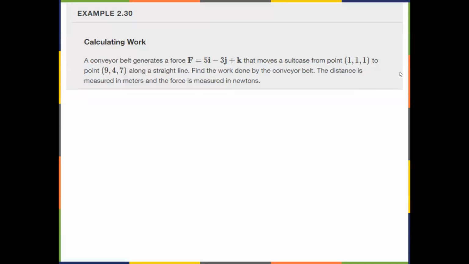All right, so calculating work. A conveyor belt generates a force of 5i minus 3j plus k that moves a suitcase from the point (1, 1, 1) to the point (9, 4, 7) along a straight line. Find the work done by the conveyor belt. The distance is measured in meters and the force is measured in newtons.